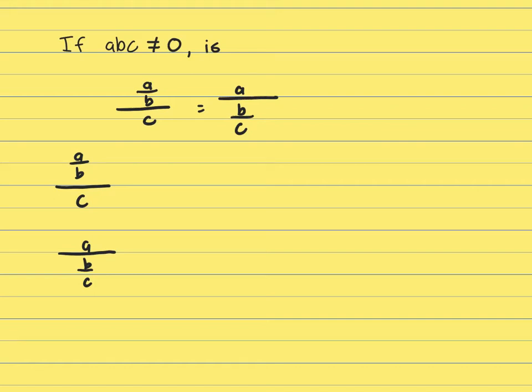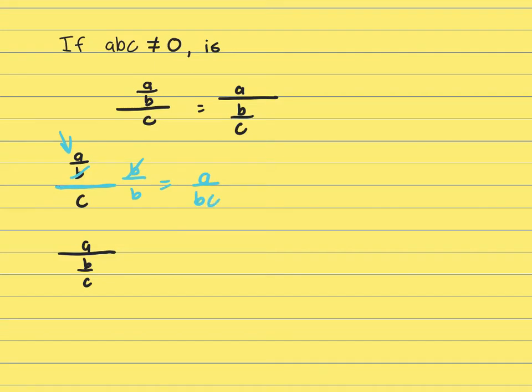The first thing I would do is simplify the complex fractions. So I've copied this fraction on the left right here. And this is the main division bar. So I need to multiply top and bottom by b. Those b's cancel and you're left with a over bc.